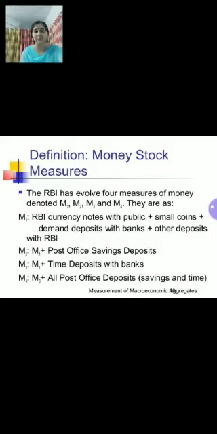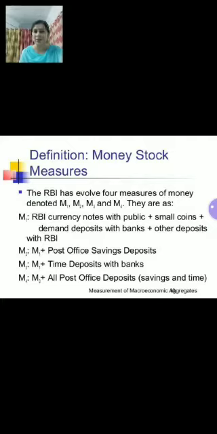So we'll first talk about M1. M1 is currency, notes and coins with the public, which is denoted by C, plus demand deposits with the bank, which is denoted by DD, and other deposits with RBI. Right, children? So the formula here will be, when you go through your book, you will find that M1 is equal to C plus DD plus OD. I repeat, children, C stands for currency, notes and coins with the public, DD stands for demand deposits with the bank, and OD refers to other deposits with RBI.